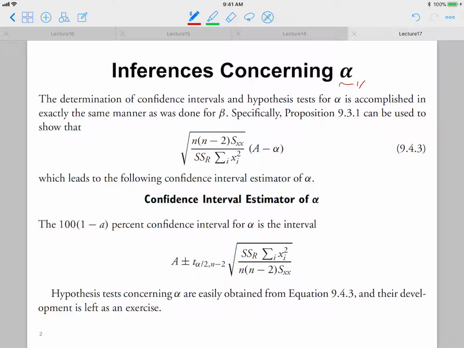Okay, so in order to test whether this alpha was 0 or not, or alpha could be set as some different value, like alpha was maybe 3. So this is our null hypothesis, and the alternative hypothesis is alpha not equal to 3. Okay, so we can freely set up our hypothesis, right?